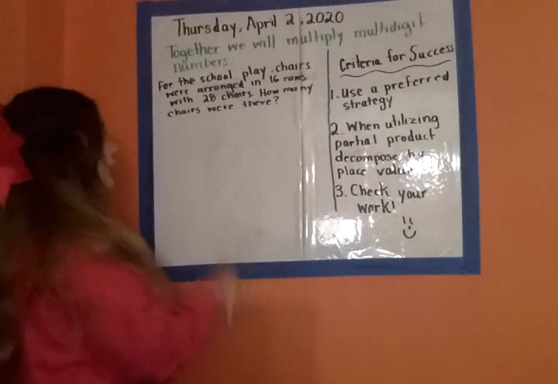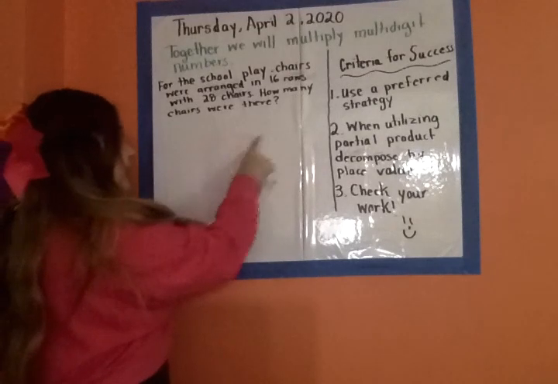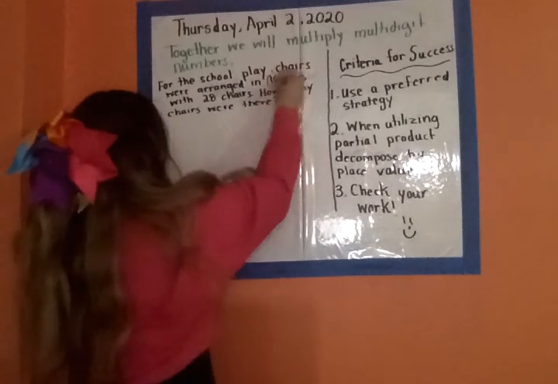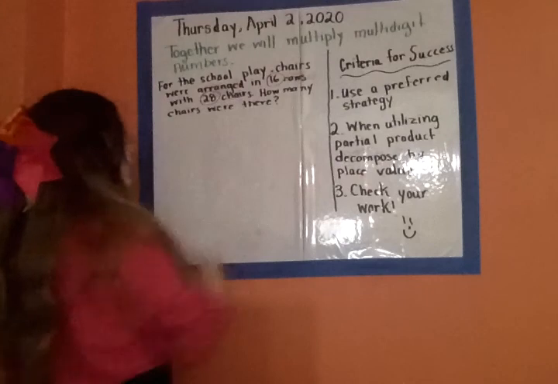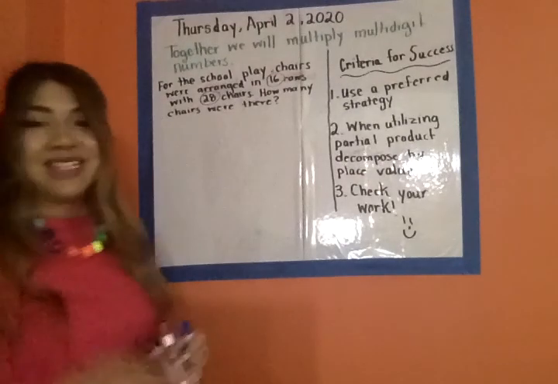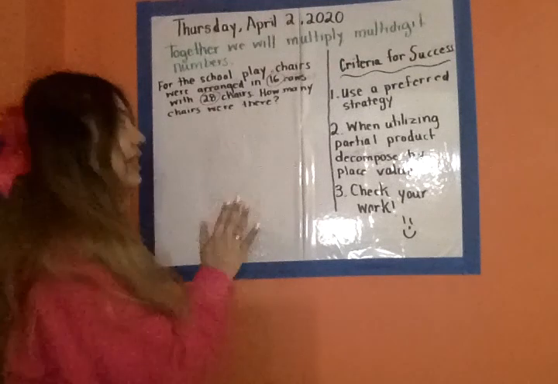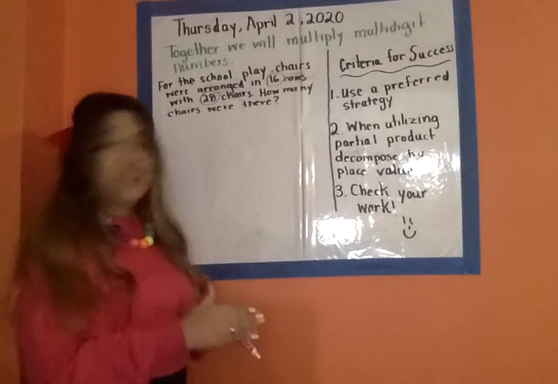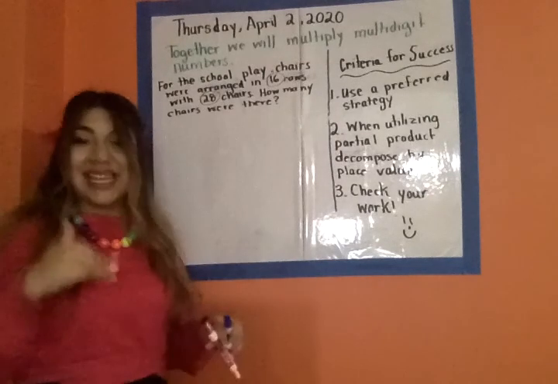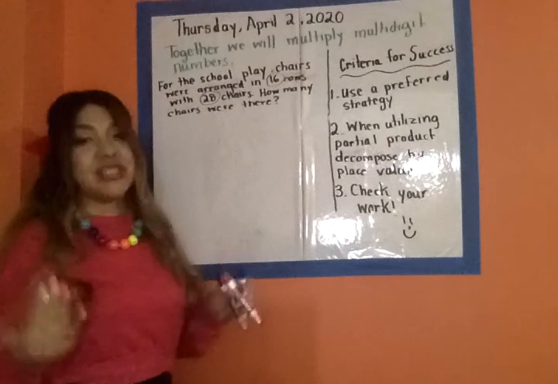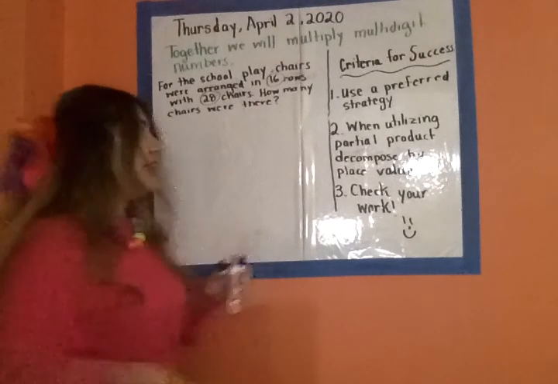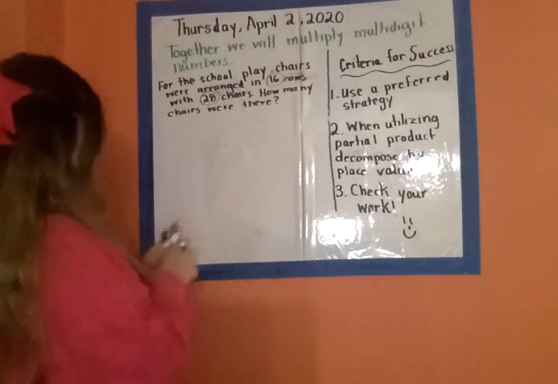Next, if they were placing 28 chairs in each row, then that lets me know that I needed to figure out how many chairs there are in total by multiplying, right? And so we said when solving multi-digit multiplication problems, we are choosing a preferred strategy. So just like yesterday, I'm going to start off with my partial products, also known as the area model, right? And so let's try this out.